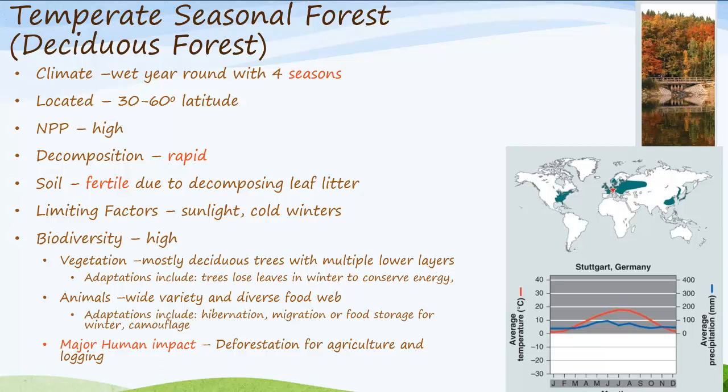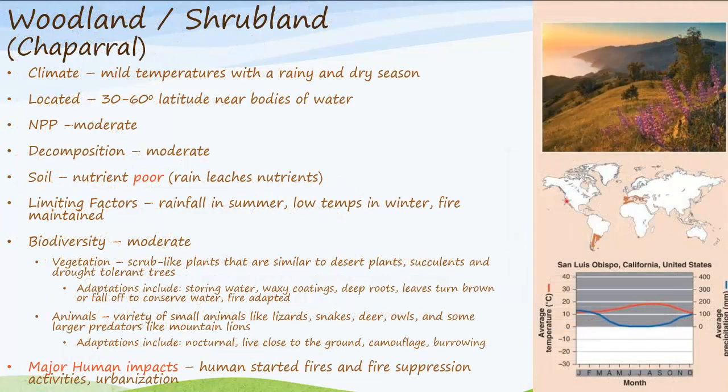Temperate seasonal forest, that's us. That's us. See, we live right there. Oops, we live right there. Woodlands or shrublands or chaparrals. Those names are used interchangeably. And this is what their climate graph would look like. So plants are limited around this time of year by temperature.